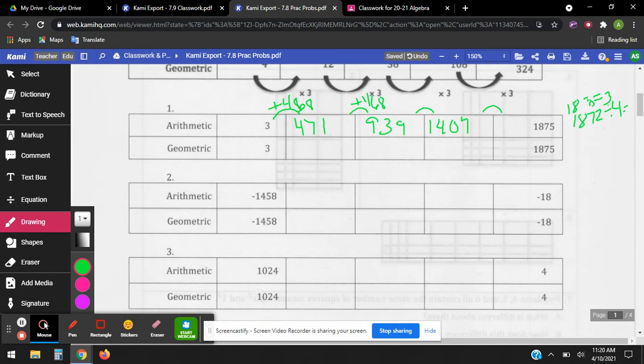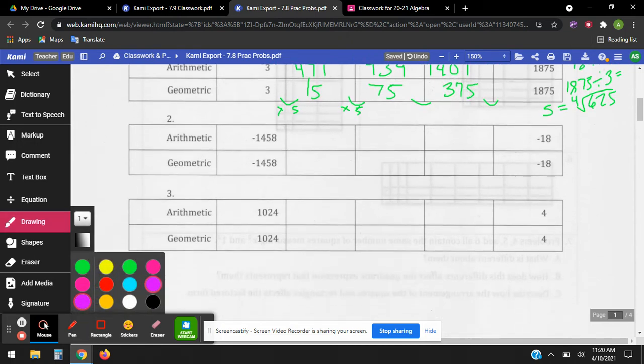Now remember, when it goes to the geometric, we've got to up our game a little and do a division. So 1875 divided by 3 is 625. And since I still have 1, 2, 3, 4, I need to know what times itself 4 times will get me 625. And that is actually 5. So we're going to do a times 5 on each of these. So 3 times 5 is 15, times 5 is 75, times 5 is 375, times 5 is 1875.